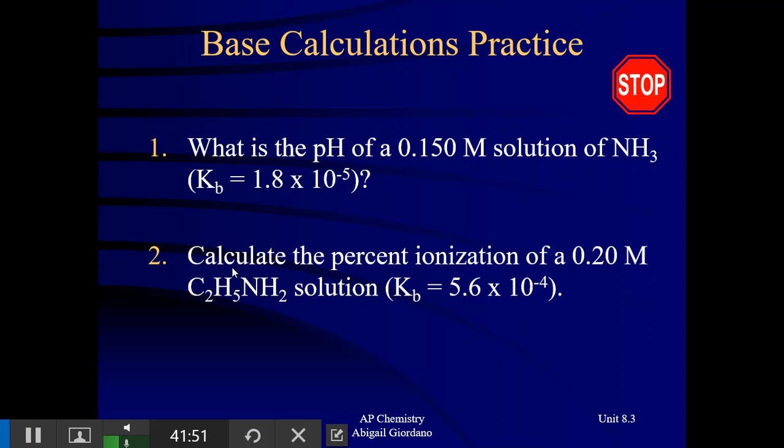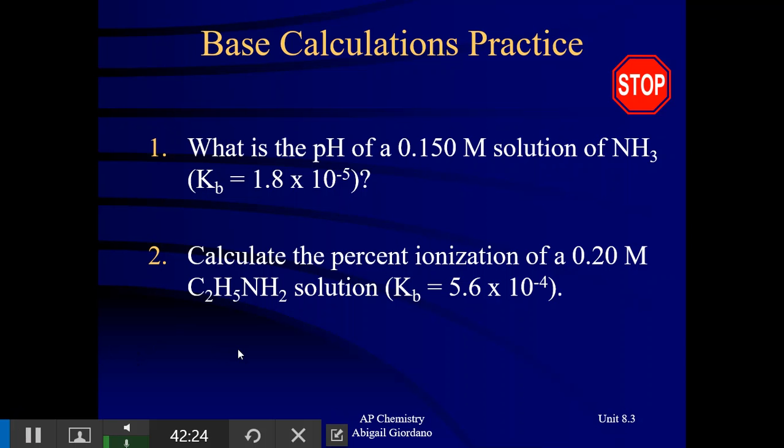Number 2 says calculate the percent ionization. Guess what, guys? That is the same thing as percent dissociation. It's just the term we use for bases. Percent dissociation is the term we use for acids. Percent ionization is the term we use for bases. They are set up exactly the same. Okay, so pause your video and give these two questions a try.